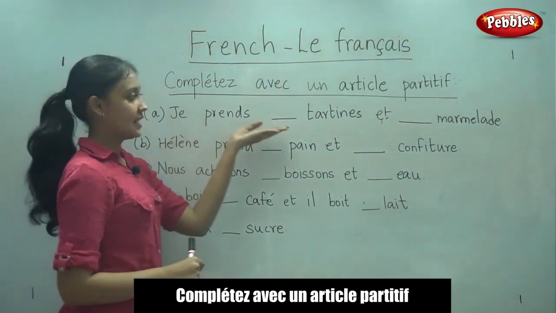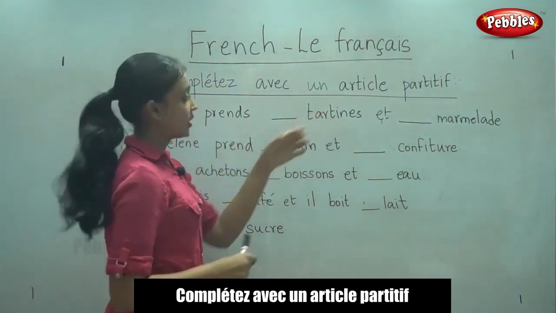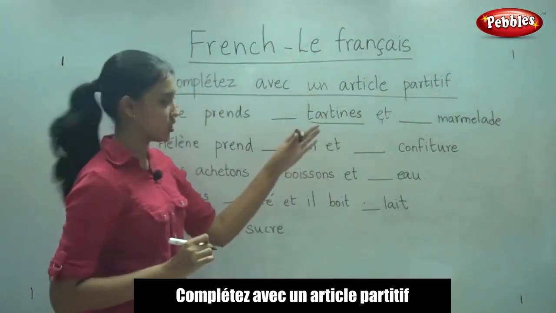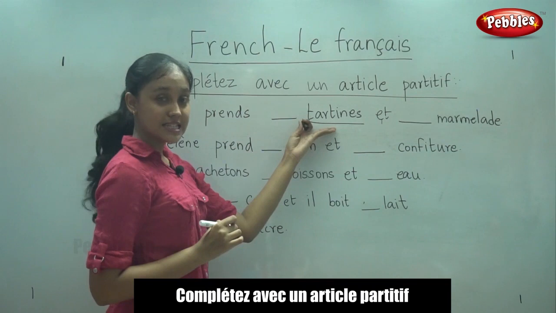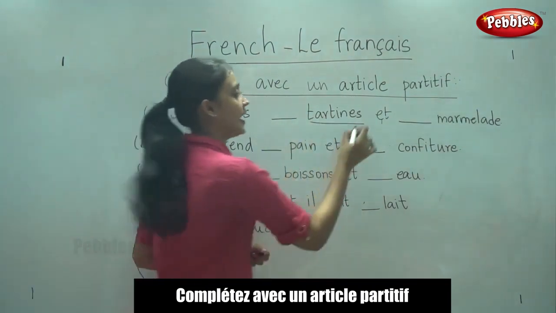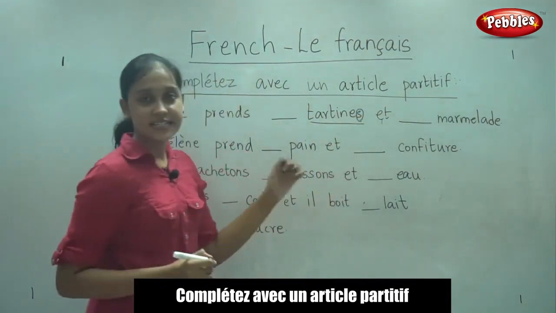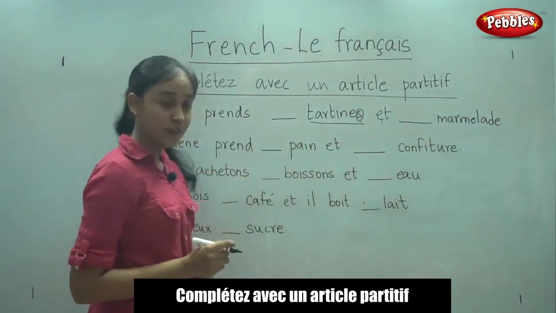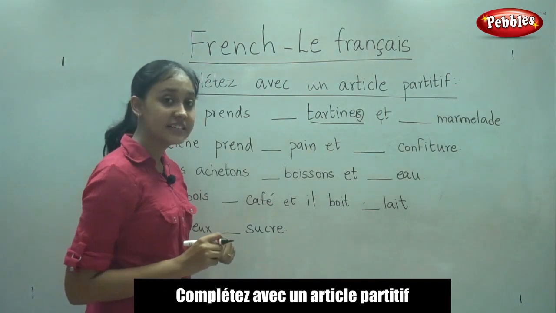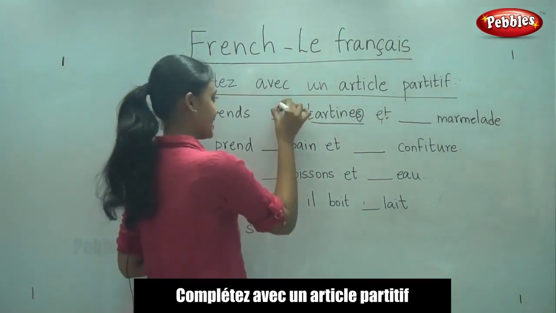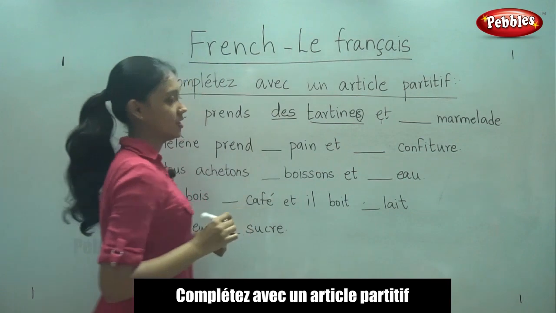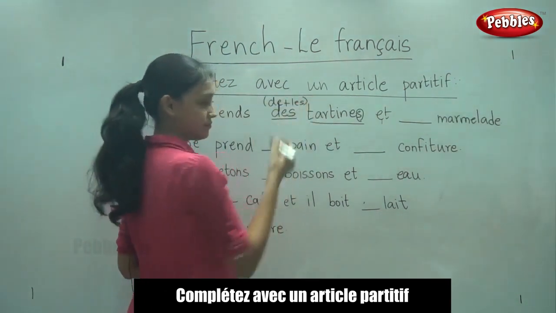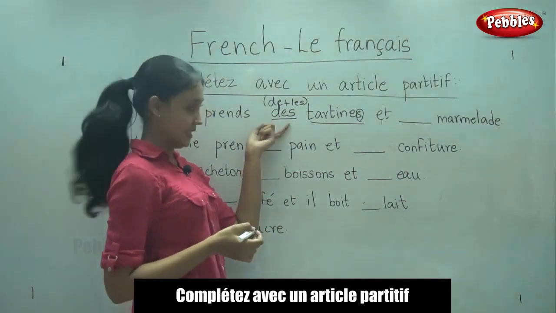Now, I take dash tartines. If you look at this noun, this is the noun we are going to take into consideration. Now, this noun is in the plural form. The S here indicates that it is in the plural form. So, when the noun is in the plural form, what would be the partitive article? Yes, it is des. De plus les. Right? So, it is des.